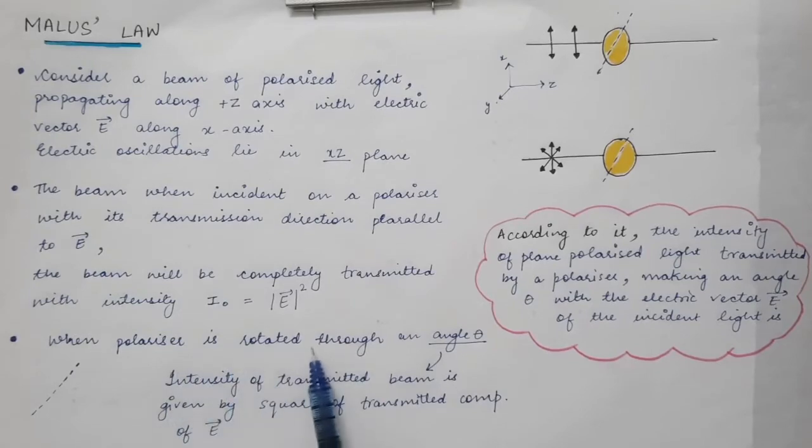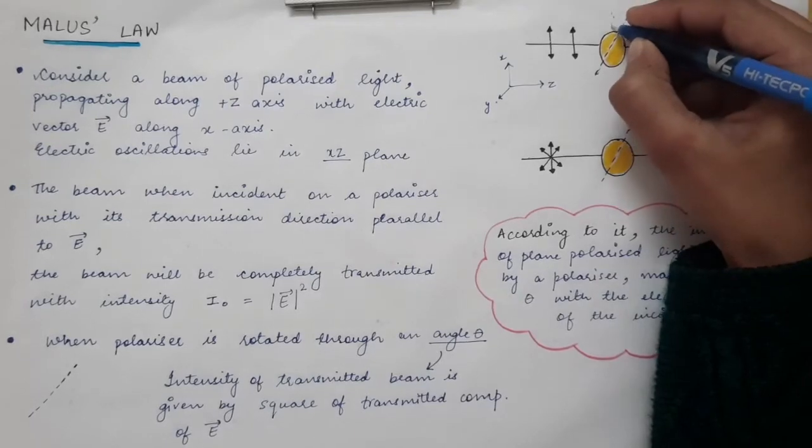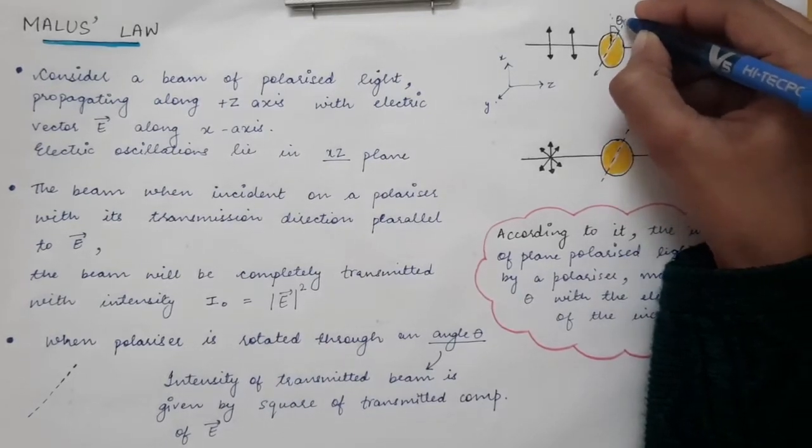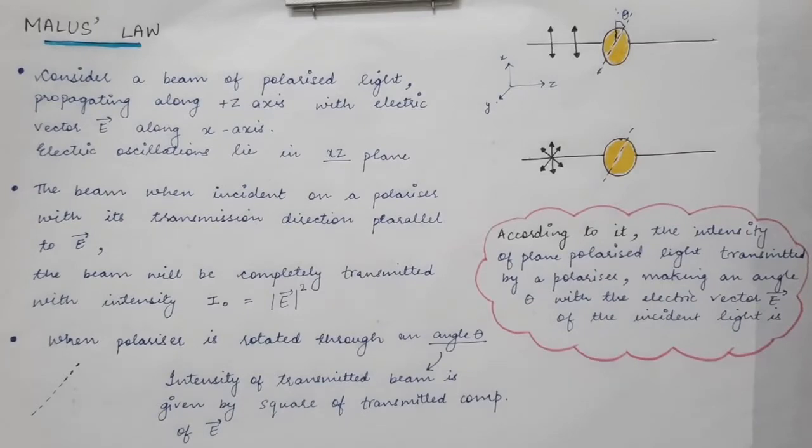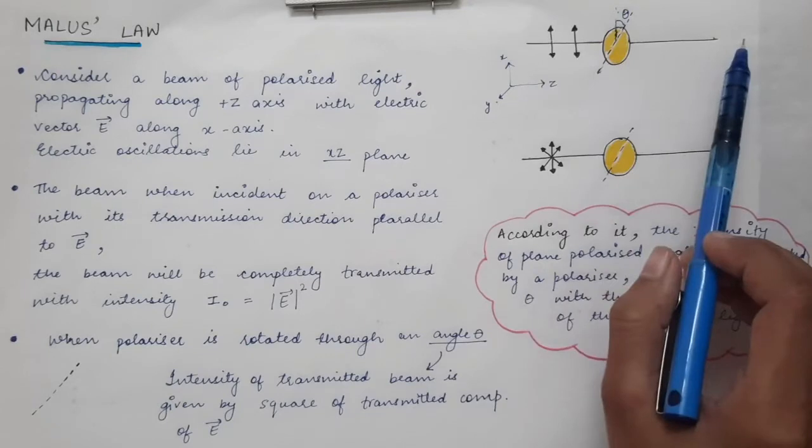Now when the polarizer is rotated through an angle theta, let's say this was the axis earlier, now this is the angle theta of the transmission axis with the electric field. So what happens? Intensity of the transmitted beam is given by the square of the transmitted component. Now the transmitted component will be E cos theta, as we have already discussed, and the blocked component will be E sin theta. So E cos theta will be allowed to pass through.